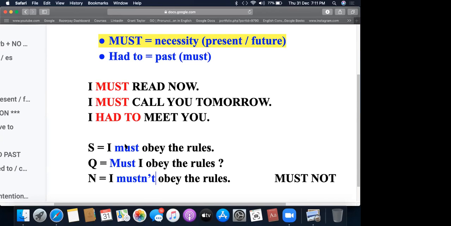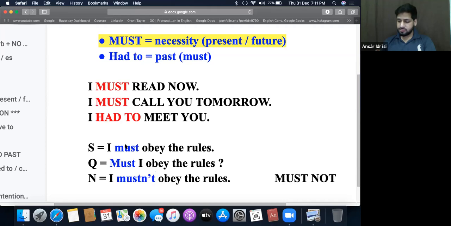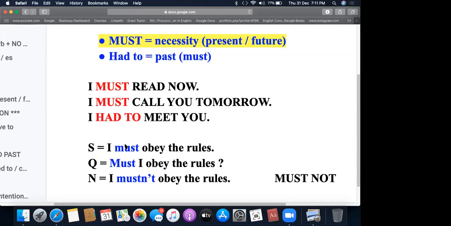I must go shopping on this weekend. Must I go shopping on this weekend? I mustn't go shopping on this weekend. Very good. You must keep your room clean. Must you keep your room clean? You mustn't keep your room clean. Good. You must wish her. Must you wish her? You mustn't wish her. Good.